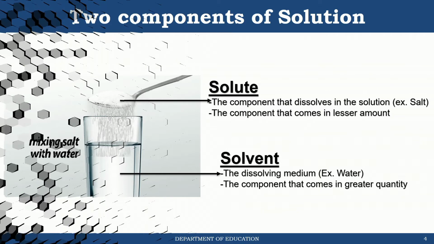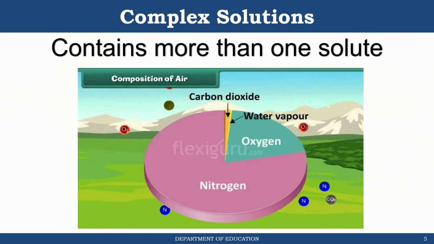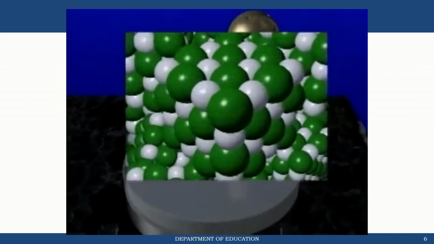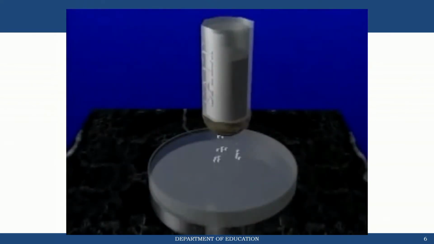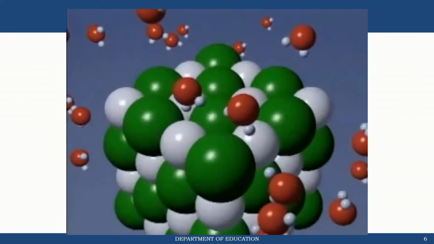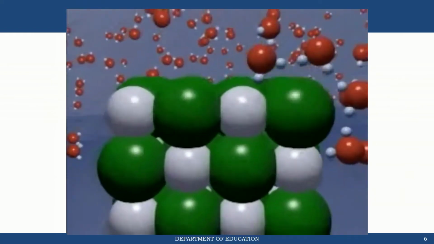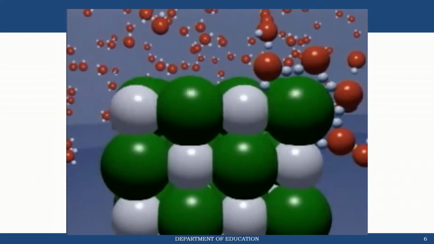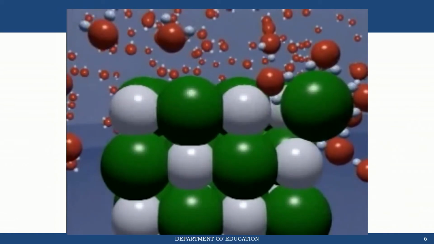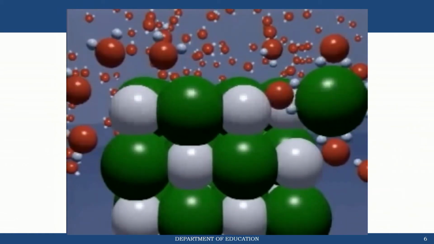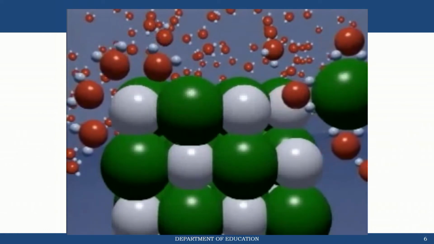Most solutions in nature contain more than one solute. These solutions are called complex solutions. Solutions are formed when a solute is added to a solvent. During the dissolution process, the chemical bonds that hold together the particles of the solute are broken. This allows the particles of the solute to slide in between the particles of a solvent.